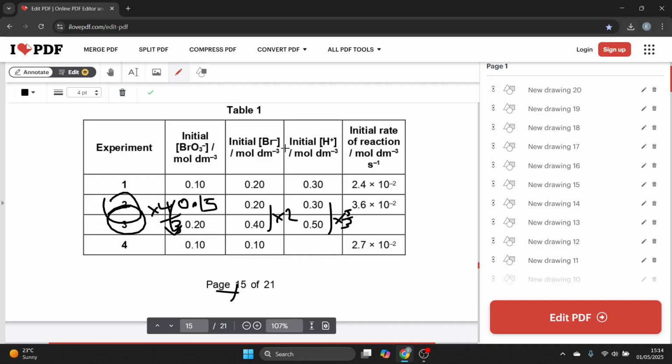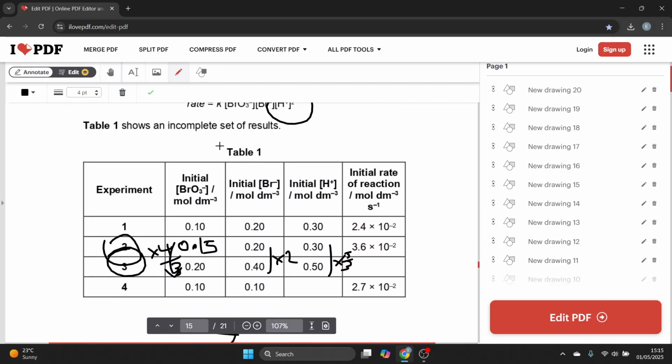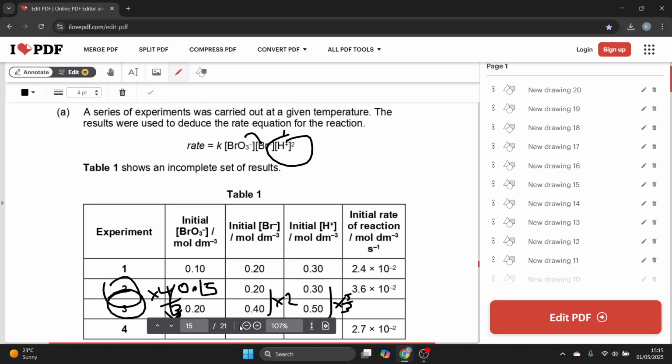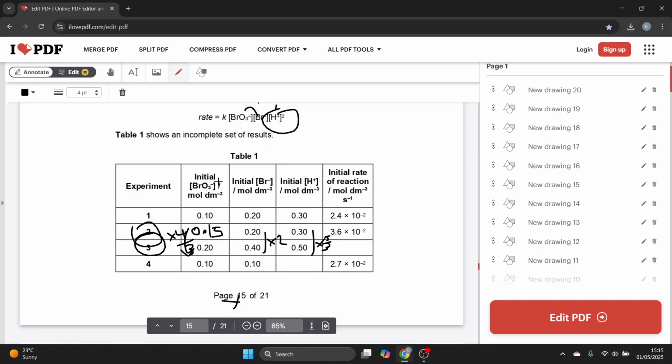How'd you get 0.26? Okay, well 0.15 to 0.20 is 4 over 3. 0.20 divided by 0.15 is times by 4 over 3. 0.40 divided by 0.20 is times by 2. 0.50 divided by 0.30 is 5 over 3.